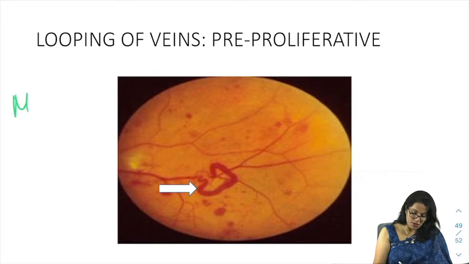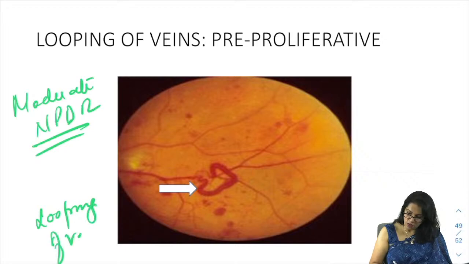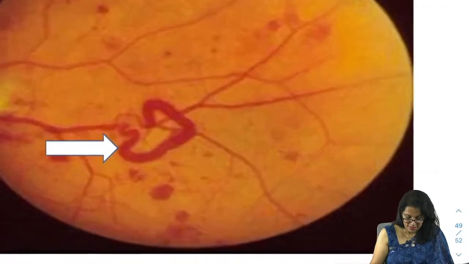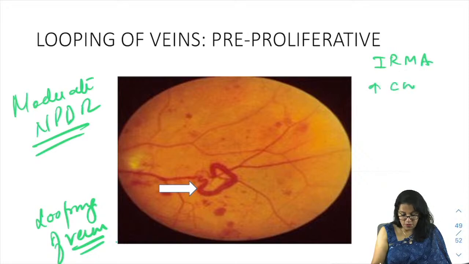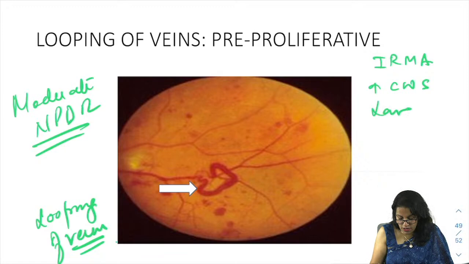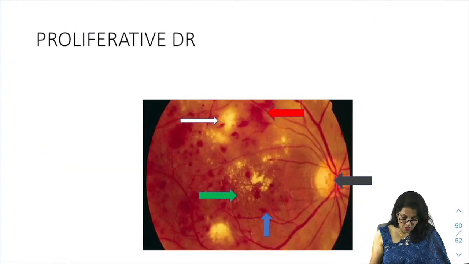And this is the feature of moderate NPDR, where you are getting looping. What you're looking at here, this arrow is showing you looping of the veins. What are the other features? You can get intraretinal microvascular abnormalities, increased number of cotton wool spots, large blot hemorrhages. These are nothing but venous infarcts. Right? So these are the findings.